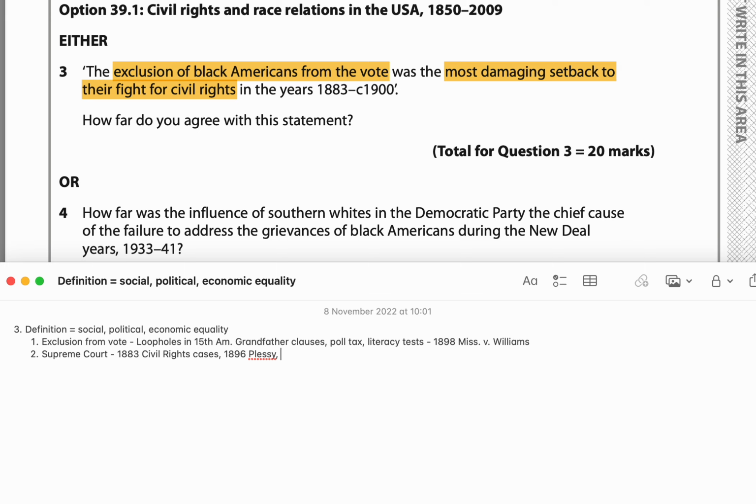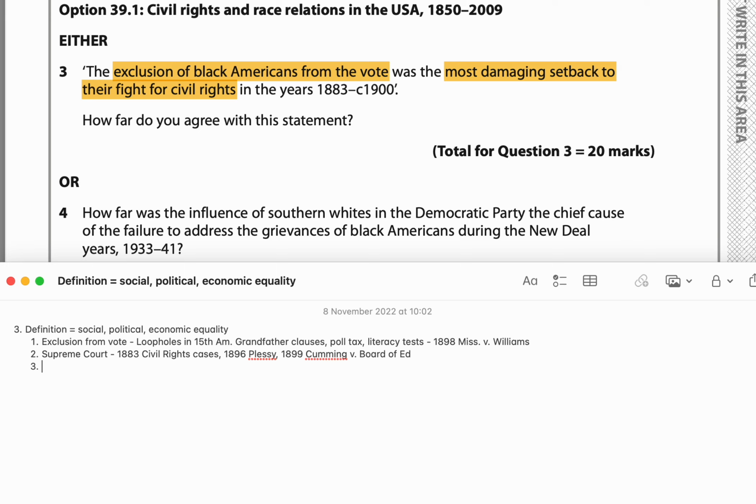And then finally, if you wanted a third piece of evidence, you could talk about Cumming versus Board of Education, which upholds segregated education. So you could see there that we're talking about things that affect social rights, also economic rights, if you think about education potentially. Also, if you go back to paragraph 1, Mississippi versus Williams is a Supreme Court decision. So the Supreme Court were actually part of the exclusion of Black Americans from the vote. So that's why I would argue this is the most significant setback.